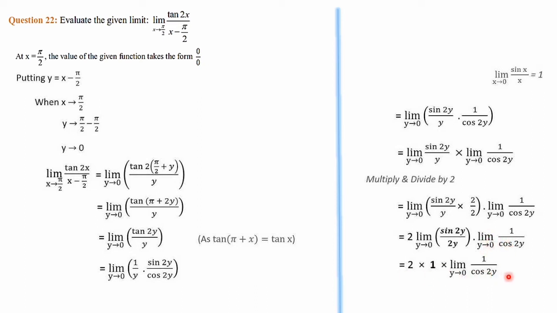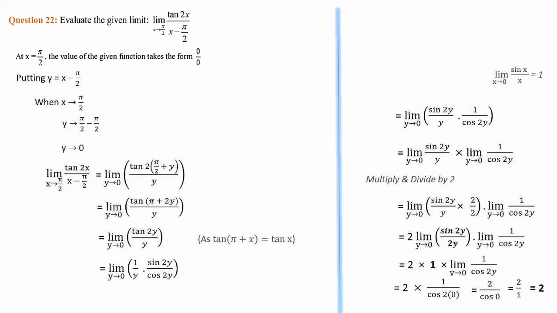Now it is in the safe zone because when we substitute y equal to 0, this is not in the form 0 by 0. Let's substitute it. That is 2 into 1, that is 2, into 1 by cos 2y. When we substitute y equal to 0, 1 divided by cos 2 into 0. That is equal to 2 divided by cos 0. As we know, cos 0 is 1. That is 2 by 1 equal to 2. That is the answer.